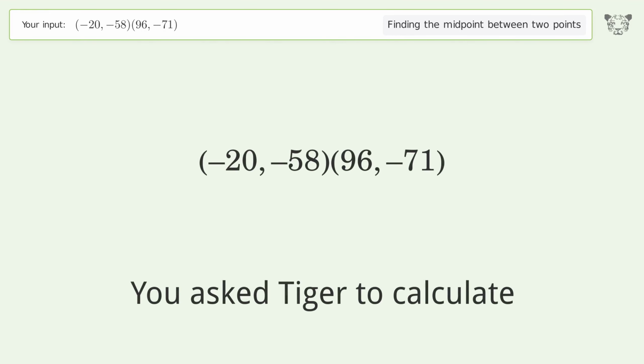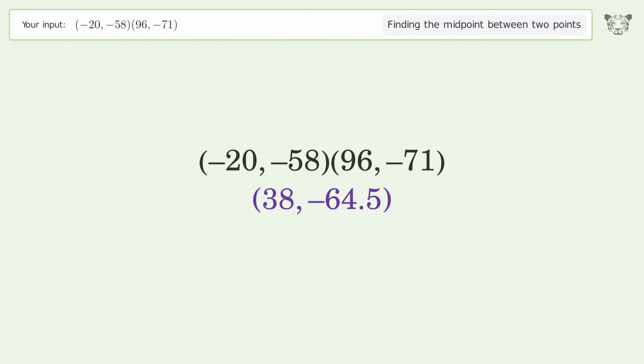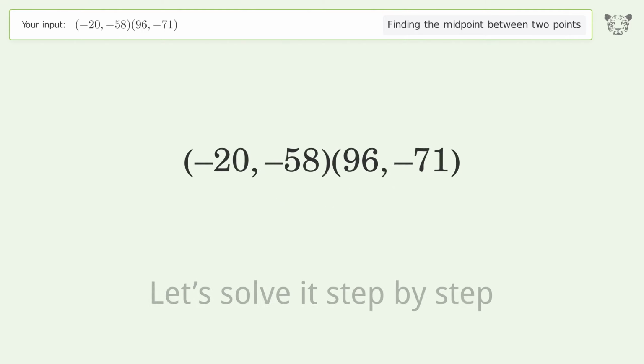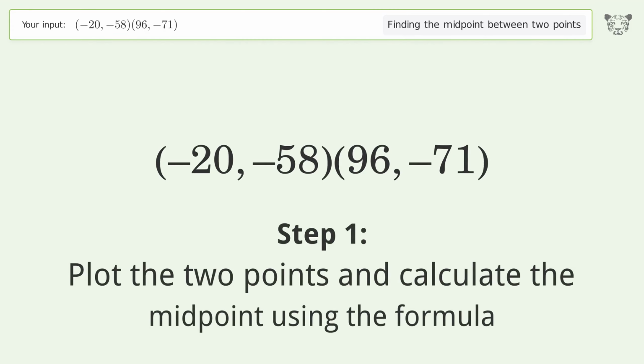You ask Tiger to calculate. This deals with finding the midpoint between 2 points. The midpoint between the 2 points is 38, negative 64.5. Let's solve it step by step. Plot the 2 points and calculate the midpoint using the formula.